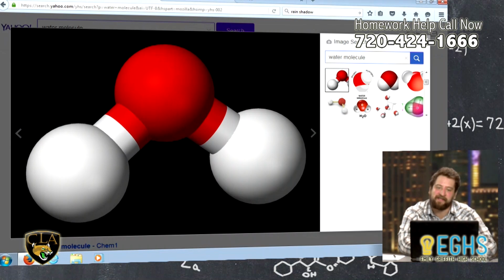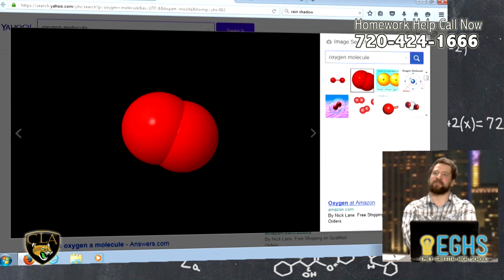Now let's take a look at a molecule that's not a compound. So this is a graphical representation of an oxygen molecule. Oxygen molecules are all around us at all times. About 25% of the air around us here on the Earth is made up of these little guys, and an oxygen molecule is two oxygen atoms bonded together.